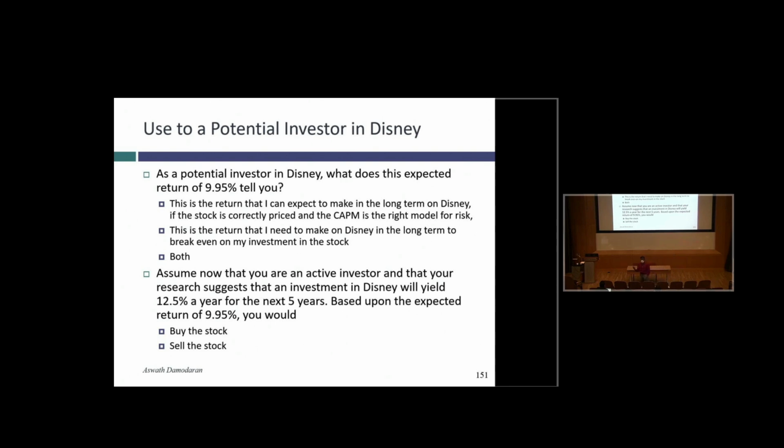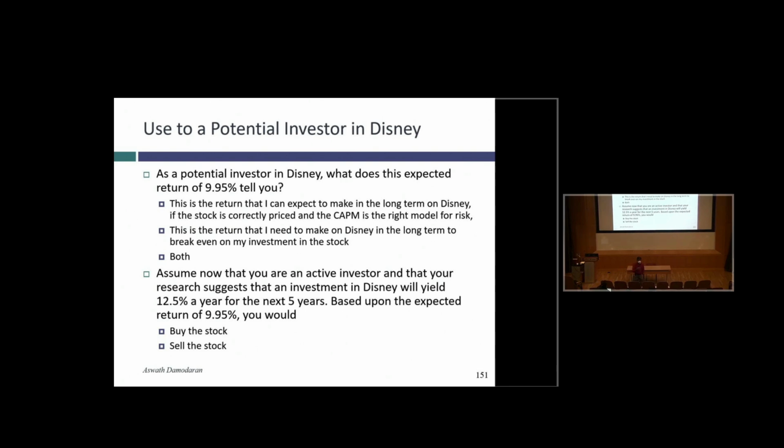How many qualifiers did I put in that statement? Let's go through. You can expect, no guarantees. Long term, don't come to me 2 years from now and tell me you didn't make 9.95%. If the stock is correctly priced. I've added 5 qualifiers in one sentence. I'm a very lazy person. When I have 5 qualifiers, you don't use this in your quiz as an indicator of true or false questions.